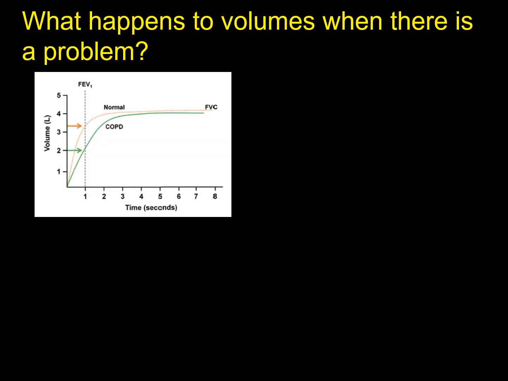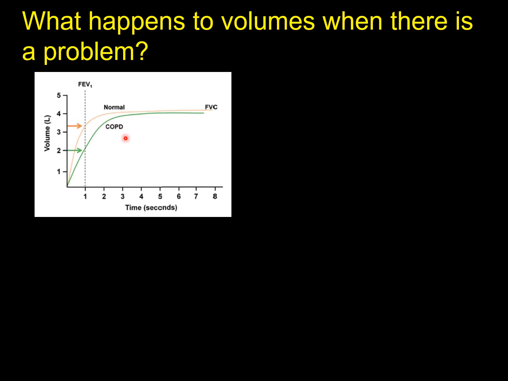So let's look here. This is an experiment where the patient is asked to breathe in as deep as they can and then breathe out as fast as they can, over 6 to 8 seconds. You can see a big chunk of that volume is moved in the first second. That's called forced expiratory volume 1. Almost 3.5. Let's say it's 3 1/3 liters. A lot of volume there.